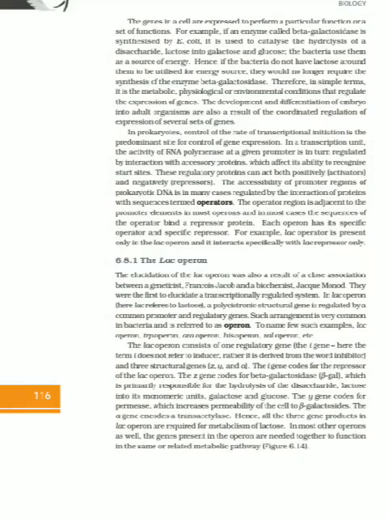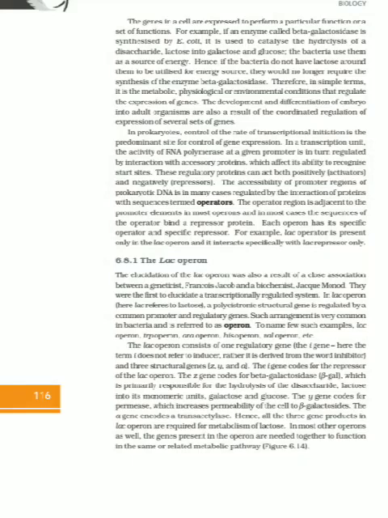The lac operon consists of one regulatory gene, the i gene. Here, the term i does not refer to inducer, rather it is derived from the word inhibitor. And three structural genes: z, y, and a. The i gene codes for the repressor of the lac operon. The z gene codes for beta-galactosidase, beta-gal, which is primarily responsible for the hydrolysis of the disaccharide lactose into its monomeric units, galactose and glucose.